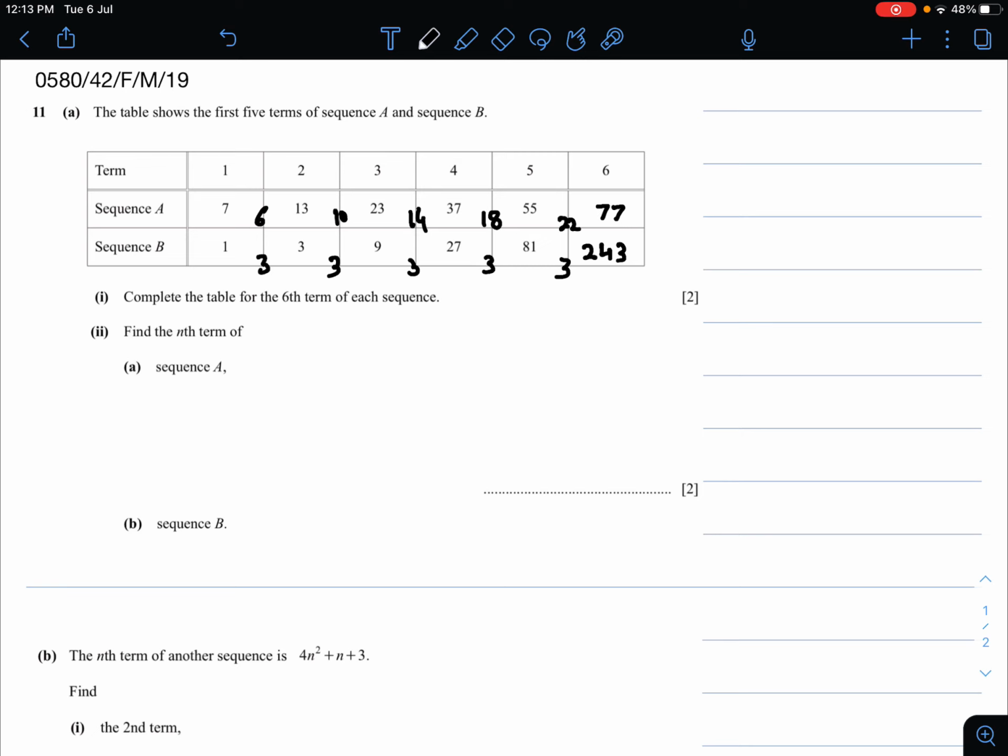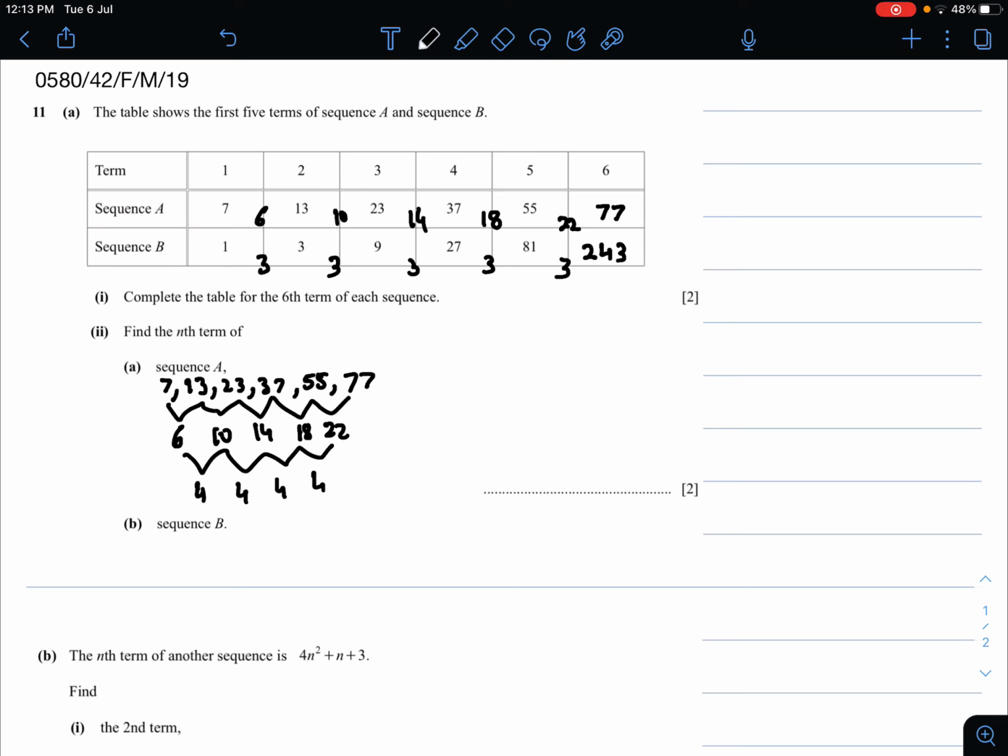Okay, so the sequence A is 7, 13, 23, 37, 55 and 77. The difference, as we already calculated, is 6, 10, 14, 18, 22, and since it's not the same yet, we will find a second difference. So that is 4, 4, 4 and 4.